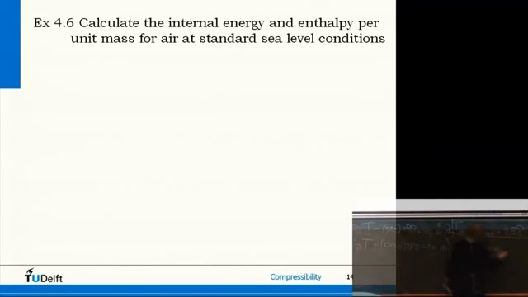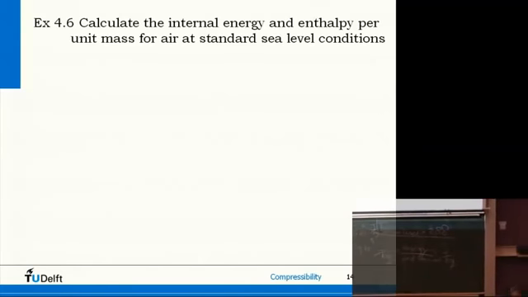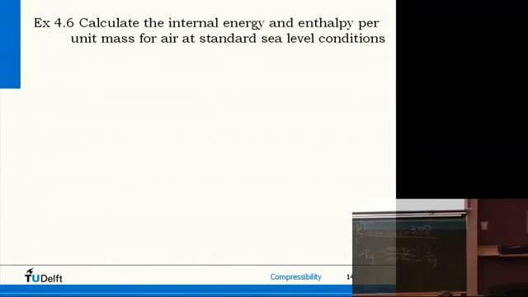Dimension of energy, joule. Dimension of mass, kilogram. Why not a Kelvin? One second. Dimension of CP is joule per kilogram Kelvin, but we multiply by Kelvin, right? So the internal energy per unit mass, joule per kilogram. Questions? No? No more questions? Okay.